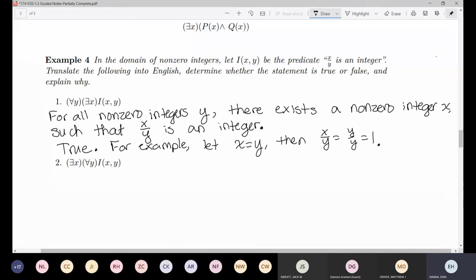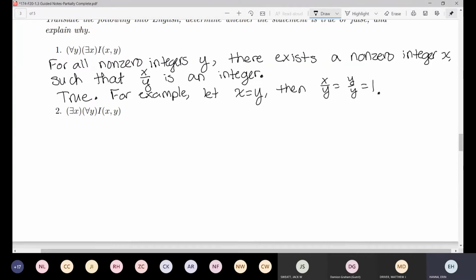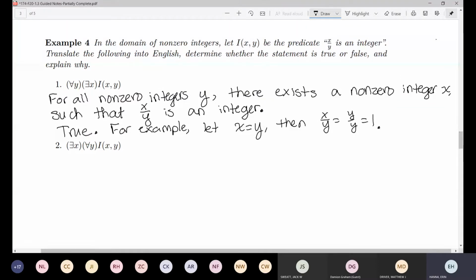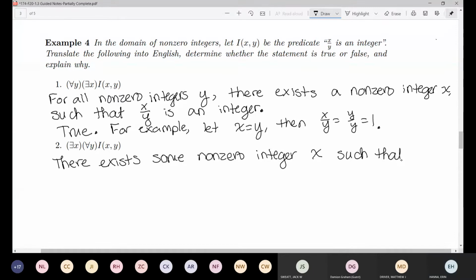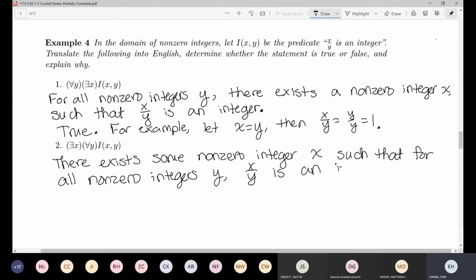Okay. What about essentially if we switch those quantifiers in the front? So now we've got, maybe I should keep the entire problem in there. So now we've got there exists some non-zero integer x such that for all non-zero integers y, x over y is an integer.